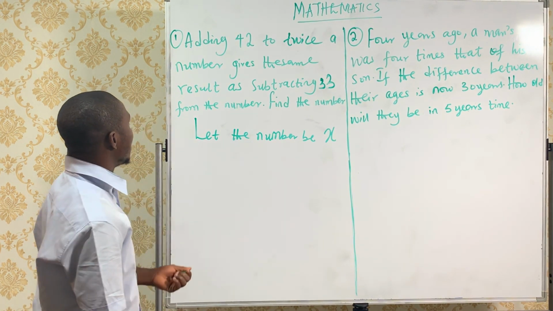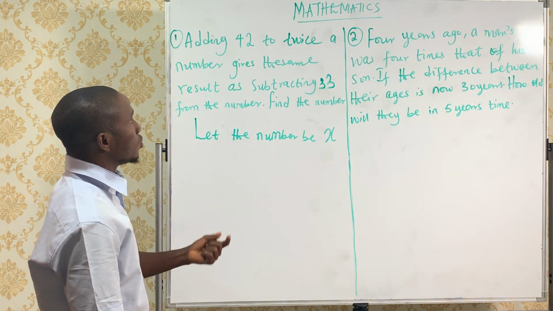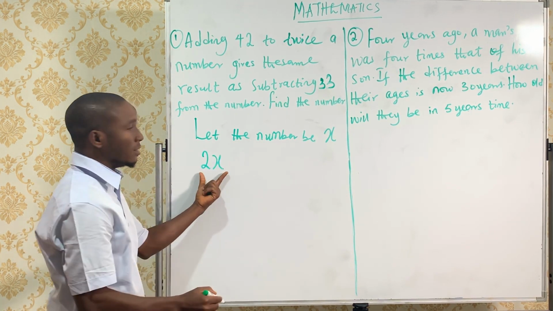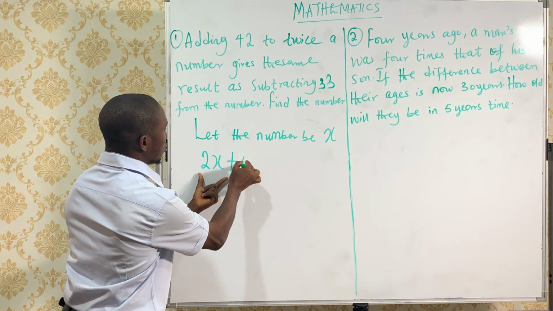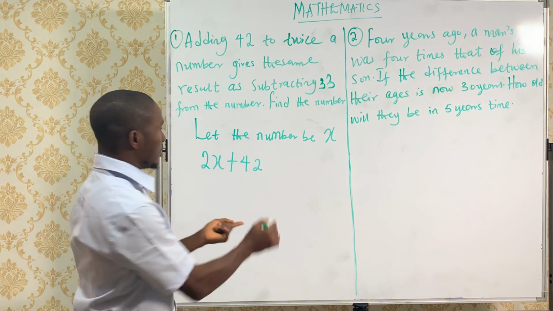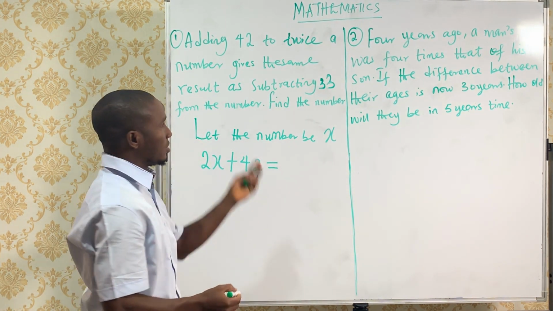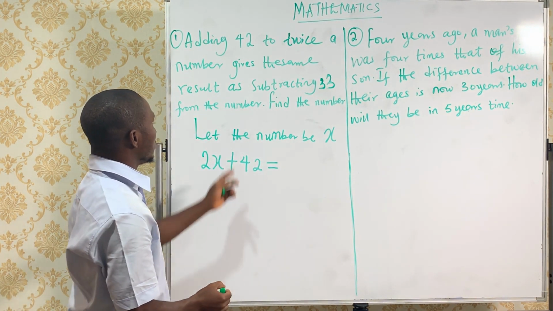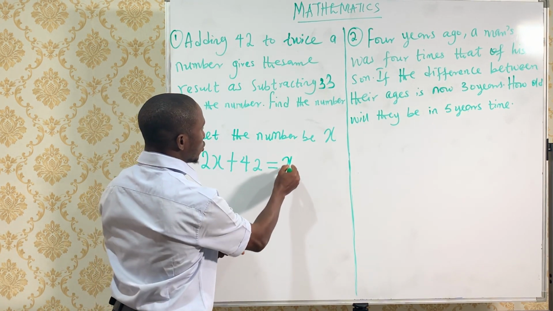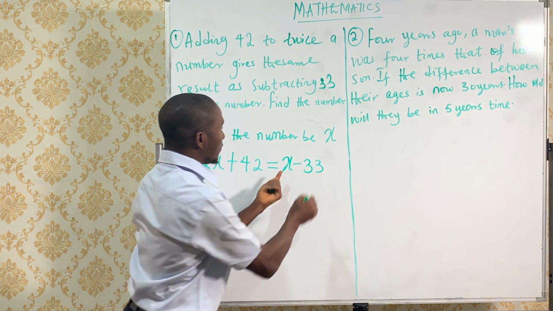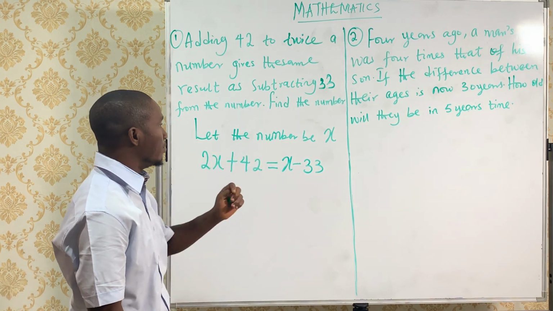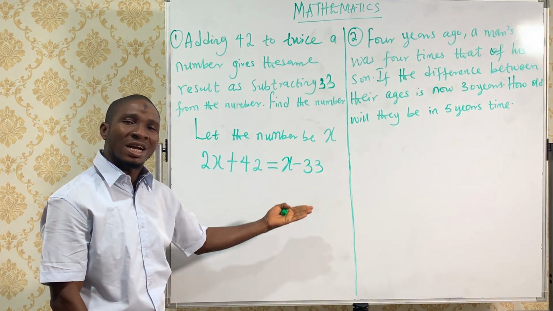So we continue. Now, adding 42 to twice a number. Twice a number, this is twice the number. By the time you add 42, now gives the same result, that is equal to, just try to follow the statement and you are going to get it right. Gives the same result as subtracting 33 from the number. So you subtract 33 from this same number, and it's as simple as that. Find the number. Now, we have a linear equation which you can easily solve.